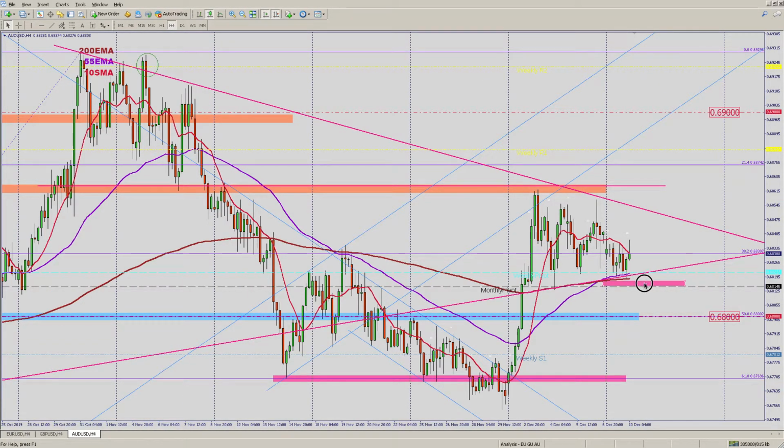So this is going to be a key support zone for now, with the weekly pivot as well as the lower trend line of the triangle, along with 55 and the 200 period EMAs all bunched together. And below that, there's still the monthly pivot. So it's getting more and more squeezed into the apex of this triangle.